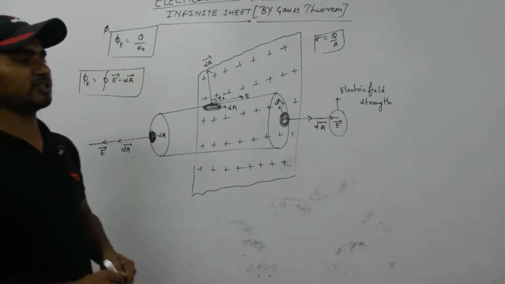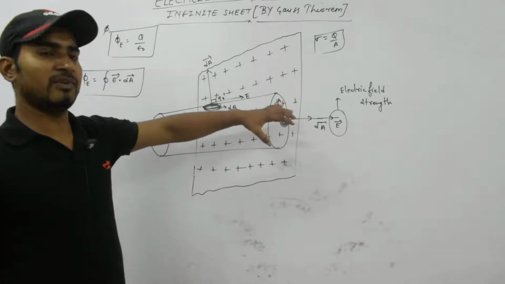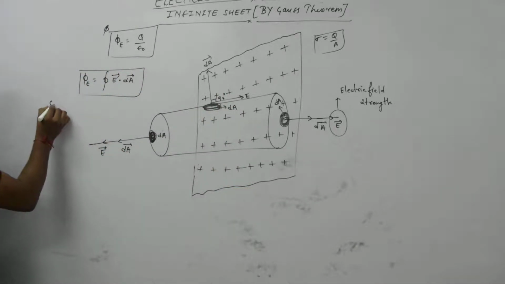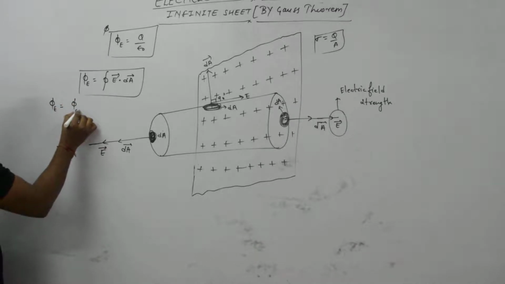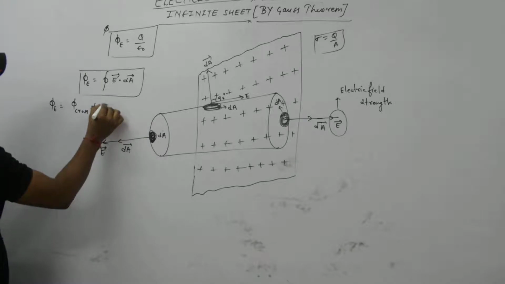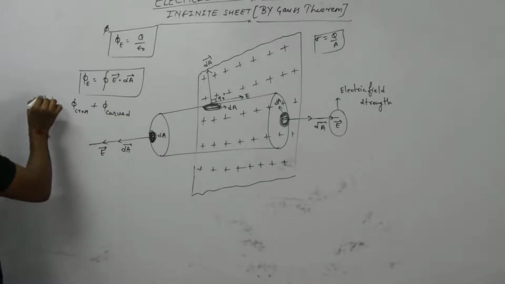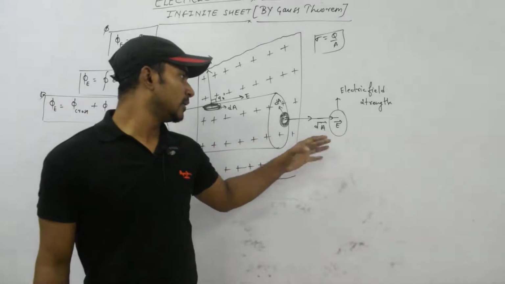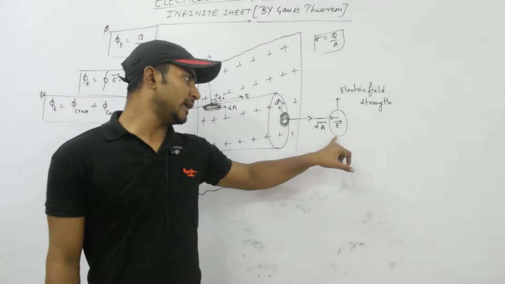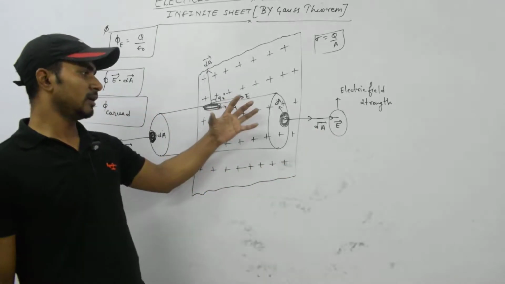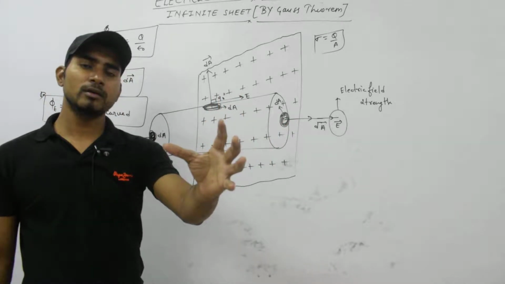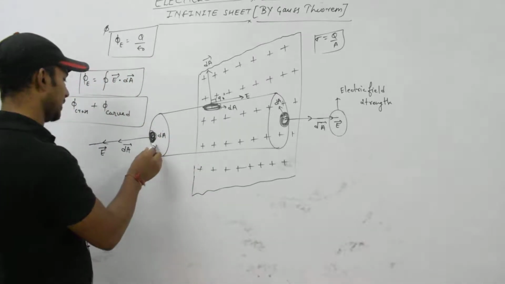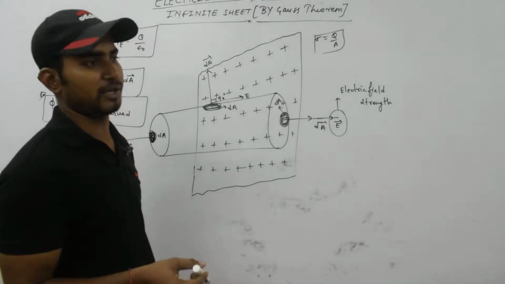Now the total flux I have to calculate. So total flux will be due to the cross section area as well as the curved surface area. So I can write phi is equal to phi cross section plus phi curve. These 2 points we have to consider. As it is clear, for the cross section, from both sides, the electric field will be in the direction of the area vector. The area vector will be perpendicular outward, as well as the field lines are also perpendicular outward, and from this particular end, area vector and electric field will also lie in the same direction.